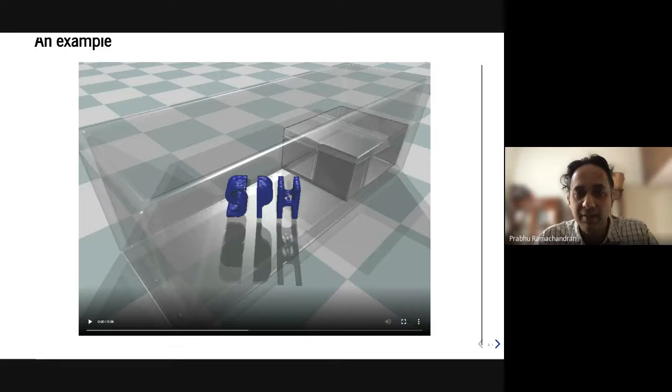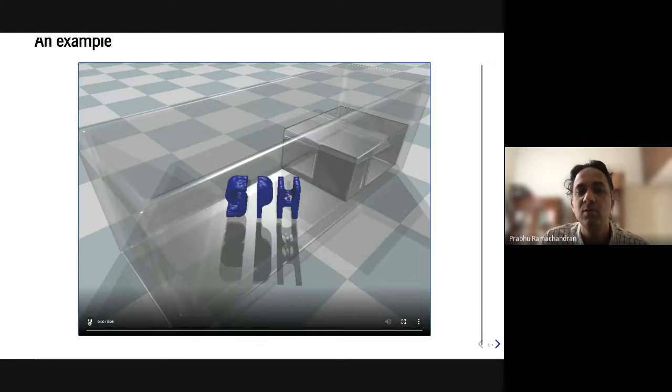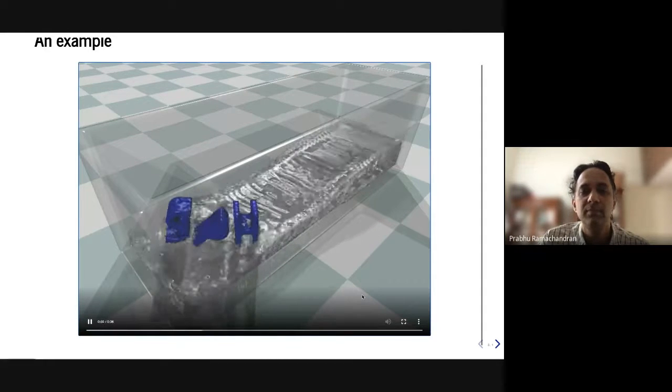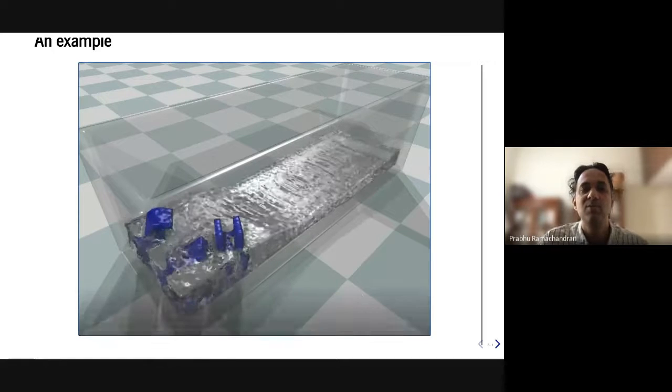And in addition, we have this S, P, and H, which are just solid pieces having some different material. This is water and this is some other material, maybe wood or something like that. And what we want to see is, when the water is released, how this thing flows. And when I say complex physics, this is what I'm trying to say.